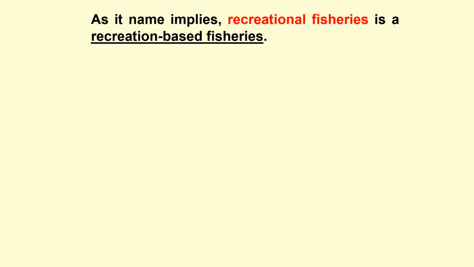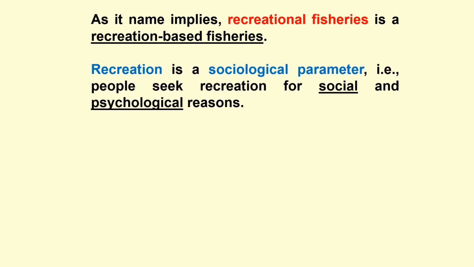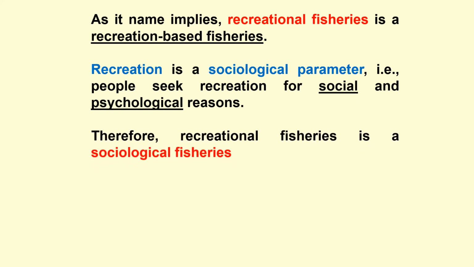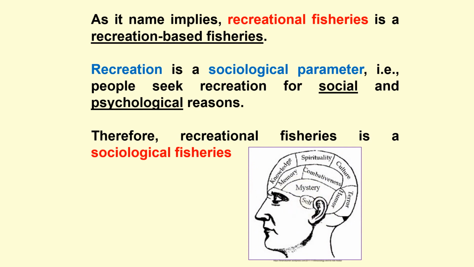As its name implies, recreational fisheries is a recreation-based fisheries. Recreation is a sociological parameter, that is, people seek recreation for social and psychological reasons. It is a sociological parameter. Therefore, recreational fisheries is a sociological fisheries, right? Remember that. So recreational fisheries is also considered as sociological fisheries.